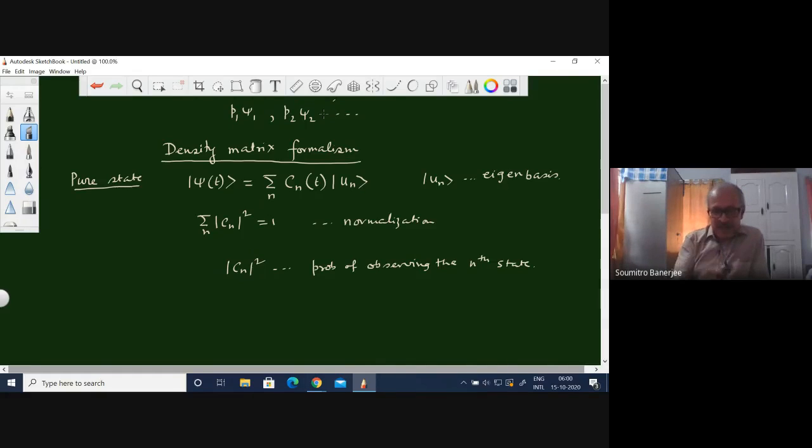I have a state which may be in state psi 1 with probability P1. It may be in state psi 2 with probability P2. This is a classical probability. It is like rolling a die, and it can have 1, 2, 3, 4, 5, 6 with some probabilities. So it's a similar situation. So these are classical probabilities, and these are quantum probabilities. So both kinds of probabilities enter the picture here.